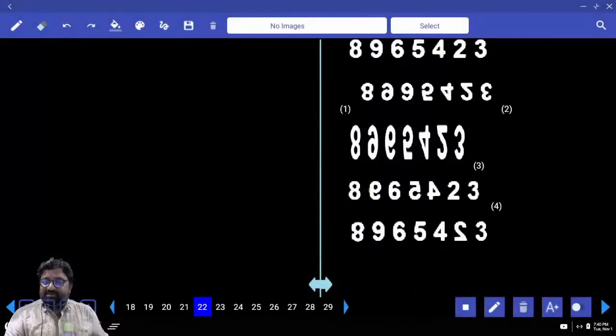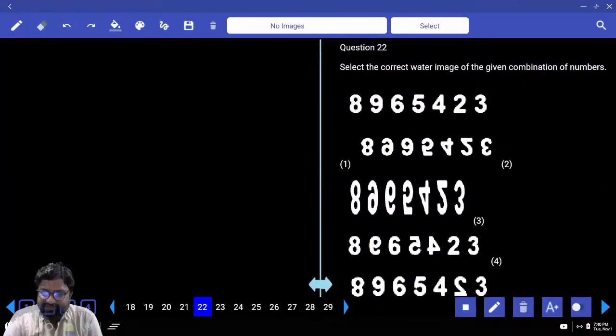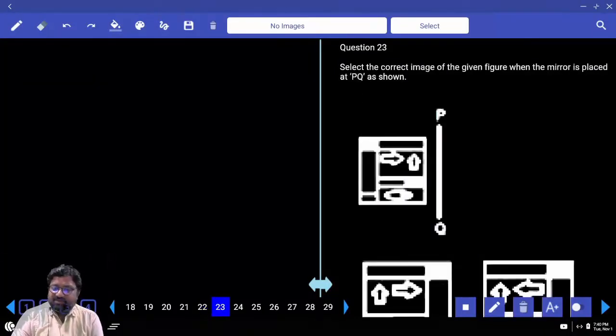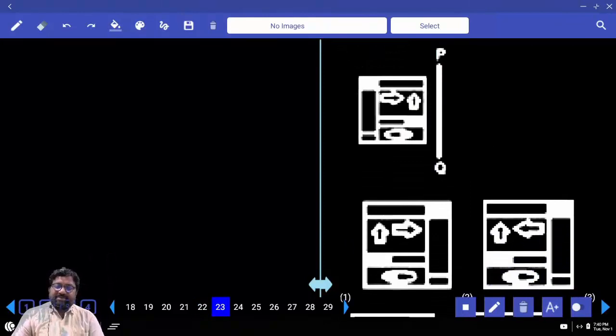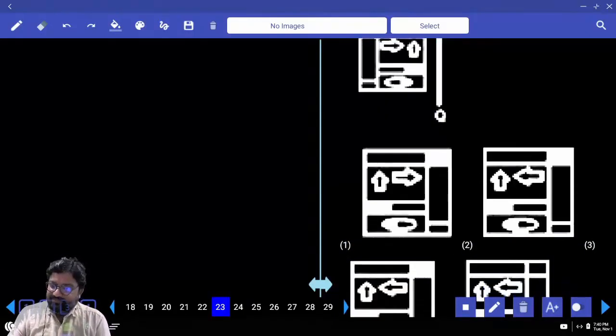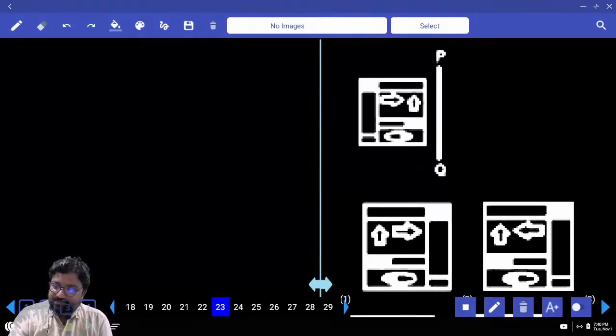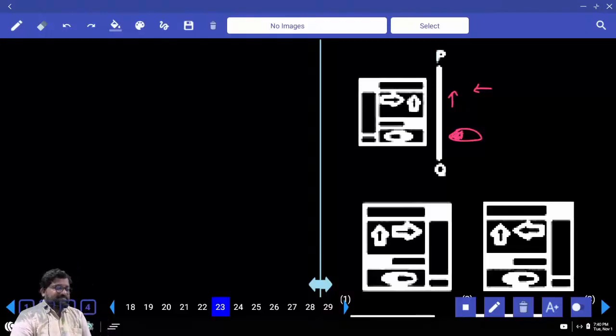Next, is it a mirror image or water image? Water image. So what is the water image for this? Option number 2, easy. 23, mirror image. What is 23? Mirror image. Where is the mirror placed? The mirror is placed along the line PQ. Come on, what will be my answer? I will decide the answer only with this. That's enough, tell me, which option is it in? Second option. Clearly this is in the second option.